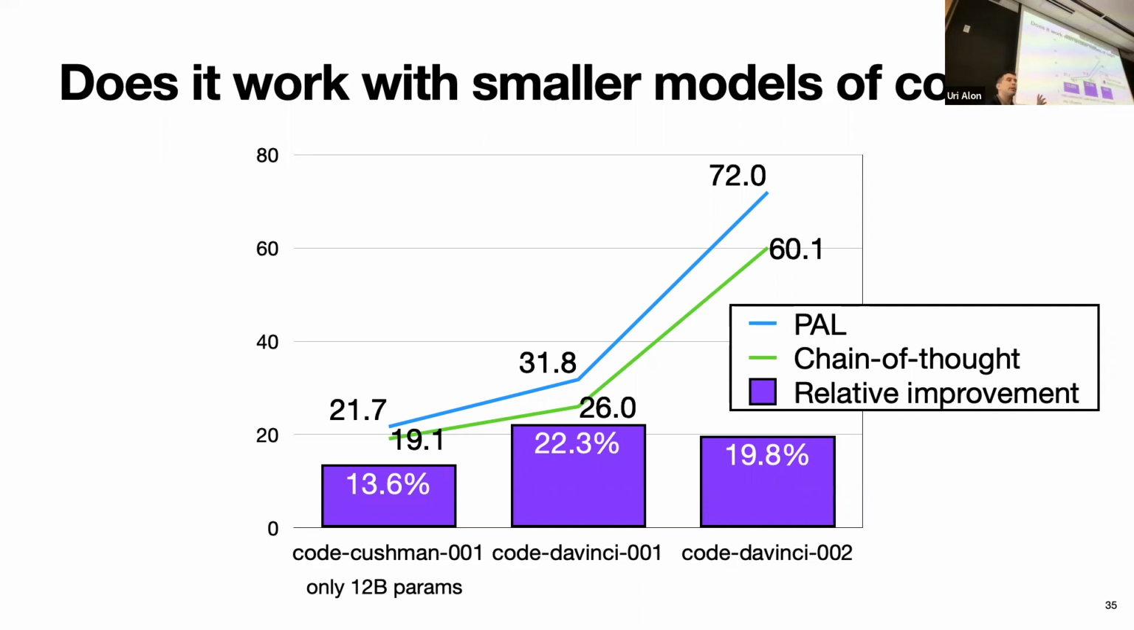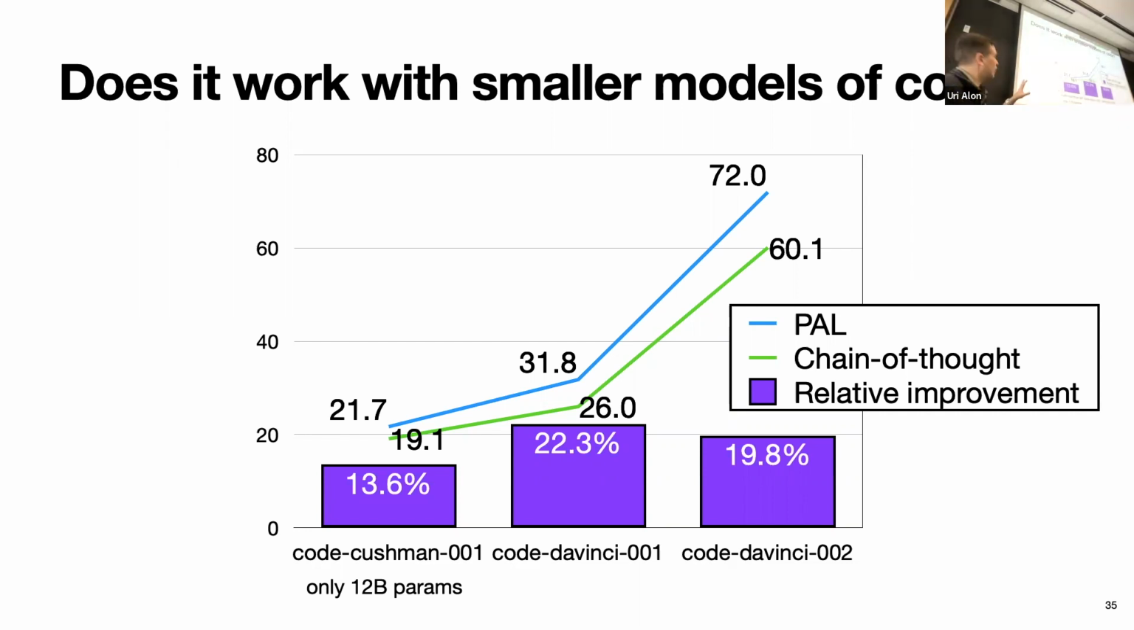So we evaluated the same benchmark of the GSM-8K with the CodeDaVinci 1 model, which is the previous version of the same model, a bit weaker version that appeared about a year earlier, and the CodeCushman one, which is believed to be the model that is behind the Copilot plugin. And the blue curve is our PAL, and the green curve is chain of thought. And the purple bars are the relative improvement between PAL and chain of thought.